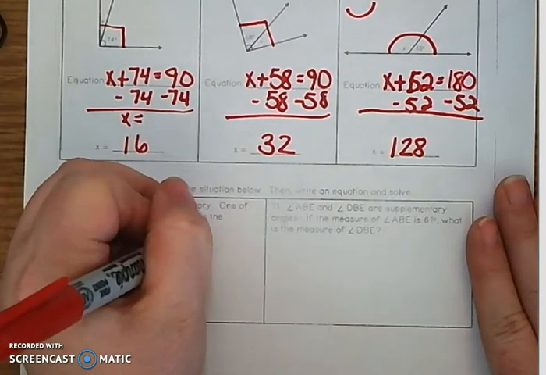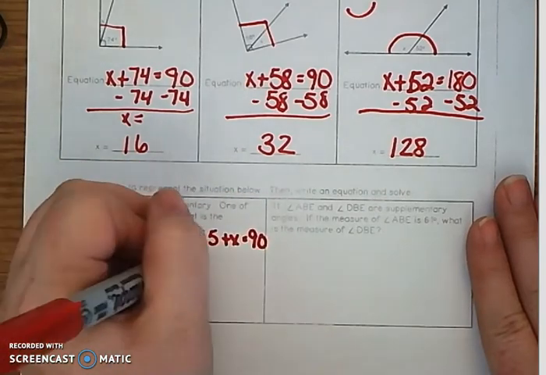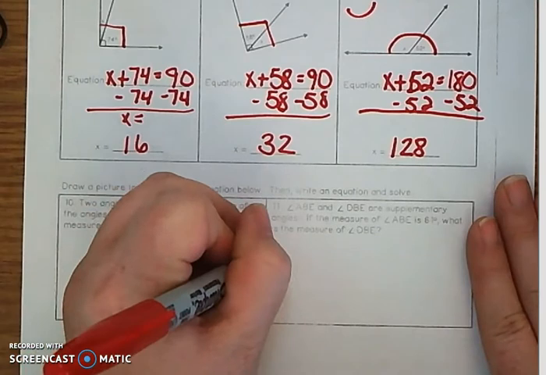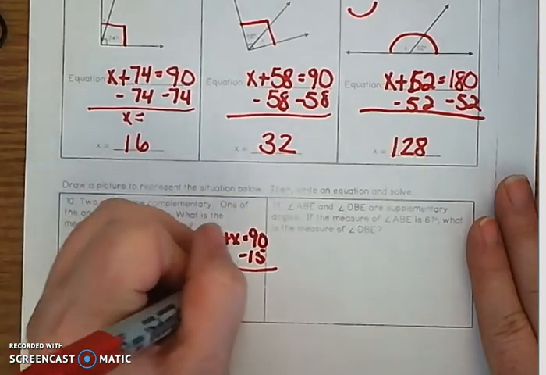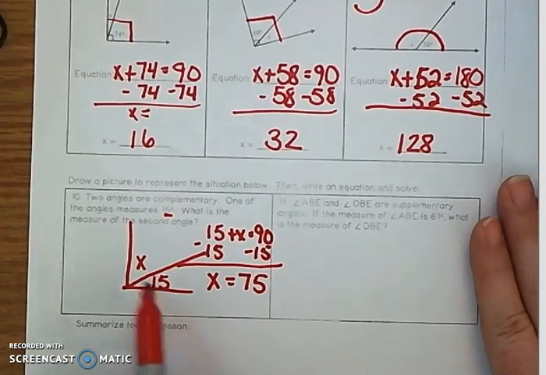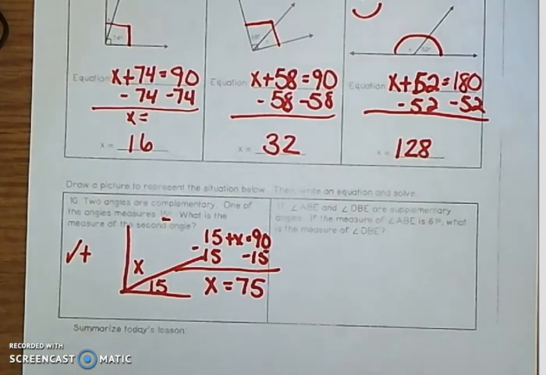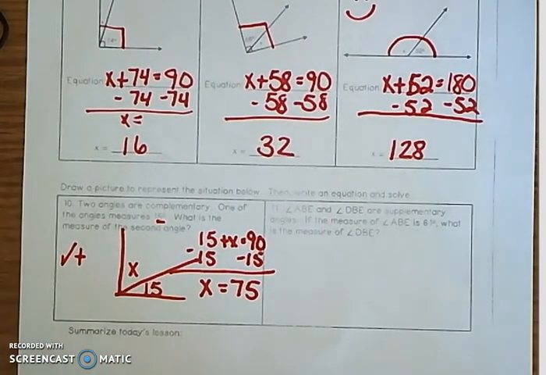Okay, so you should have written 15 plus x equals 90. You would subtract 15 from both sides, and x would be 75. 75 plus 15 is 90. So if you've got that, give yourself a check plus. All right, go ahead, pause, and try number 11 on your own. Hit play when you're ready to check your work.